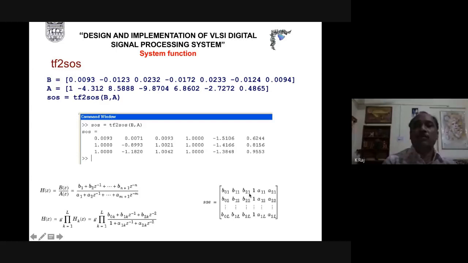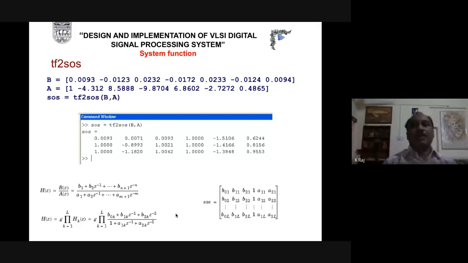Along with the numerator, it then starts the denominator: 1, A1k, A2k, that is 1, A11, A21. Similarly, all the values will be represented here in the second order section. So this matrix is just like this matrix here, and we can get the value of B0k. K means related to the kth section. I'm repeating it again, it is related to the kth section.